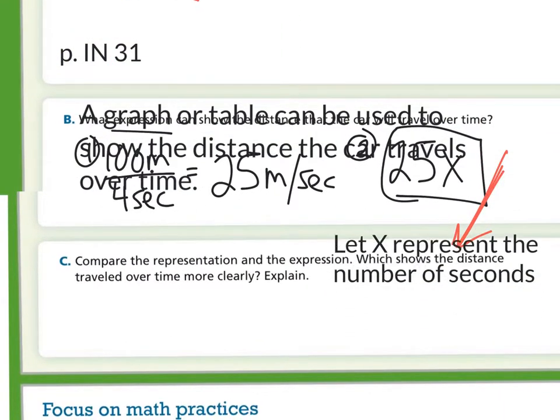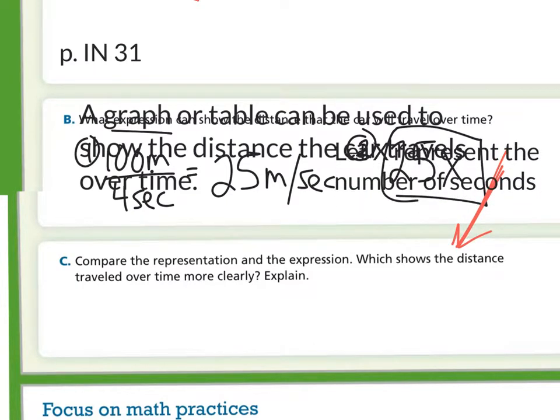Part C says compare the representation and the expression: which shows the distance traveled over time more clearly? As far as showing the distance, probably the graph would do a better job of that. And again, we'd want to give a complete sentence here. We could say the graph, because it's easy to see at a glance how far the car traveled at any time.